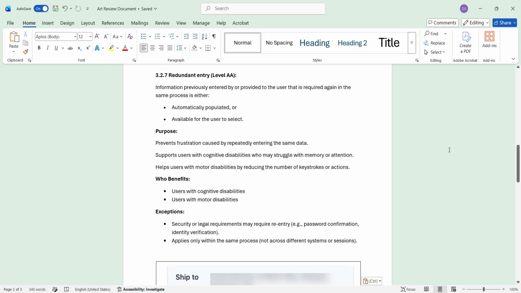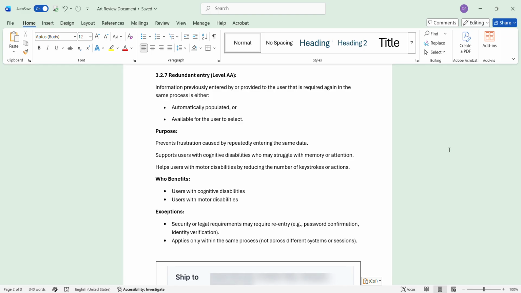Hi everyone. Now we will be covering another WCAG guideline, which is 3.2.7 Redundant Entry, labeled AA. This is also a new guideline, which was added in WCAG 2.2. So why is this an important WCAG guideline?